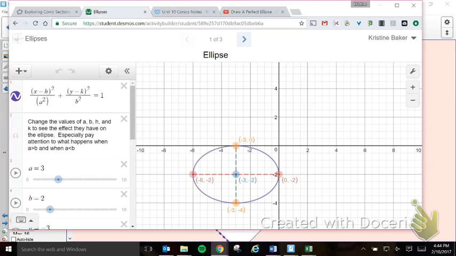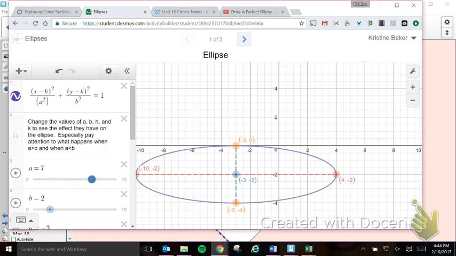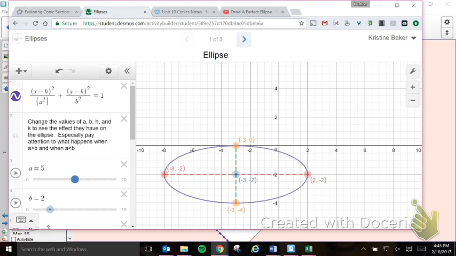All right, this is our standard form of our equation. So let's see what happens when we move the a and the b. As a gets bigger, notice that the major axis is getting bigger. Those points in red are the vertices. That red dotted line is the major axis.